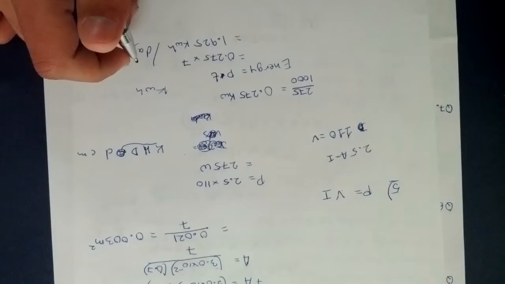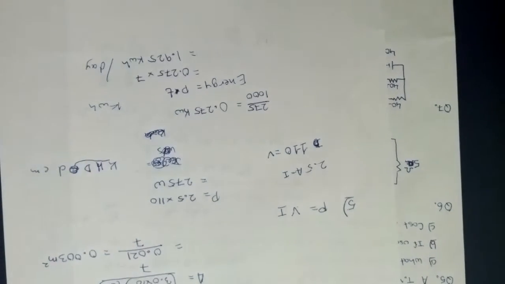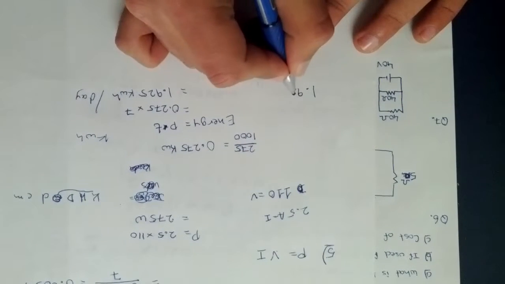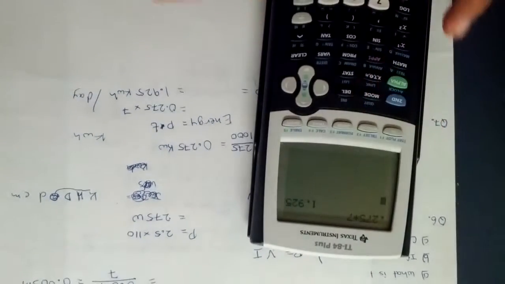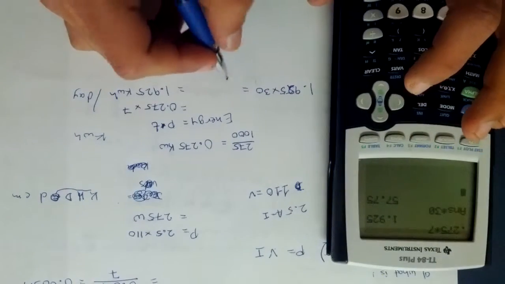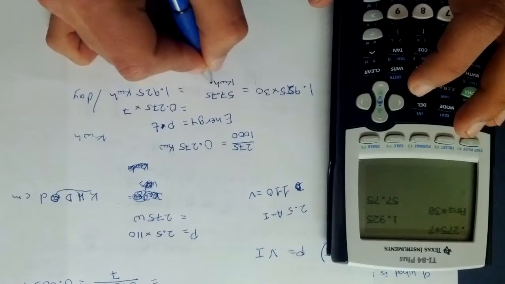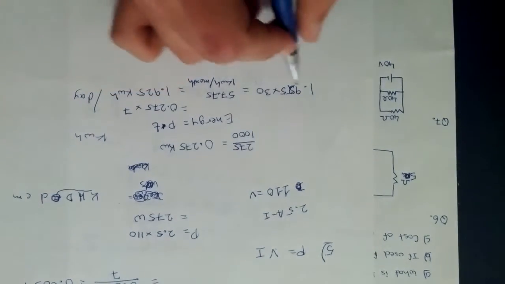We want it for, the question says per month, and I know a month could be 30 or 31 days, but let's just say it's 30 and just do 1.925 times 30, and you would get 57.75 kilowatt-hours per month. Alright, so that was B.